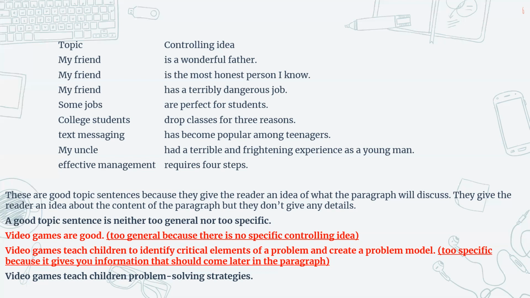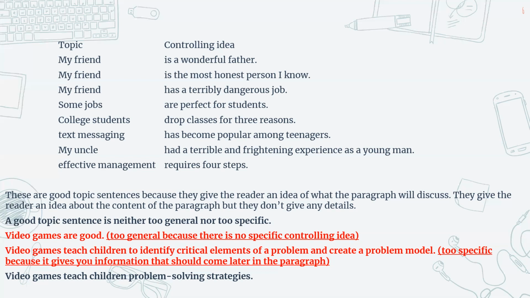The third one: my friend has a terribly dangerous job. So the topic will also be about my friend. Let's assume, for the sake of this discussion, it's about my friend Ahmed. Ahmed has a very dangerous job. So the controlling idea of this topic sentence will be "has a terribly dangerous job." For the rest of the paragraph, I will be talking about just that. Maybe I will give five or six more sentences about his dangerous job.